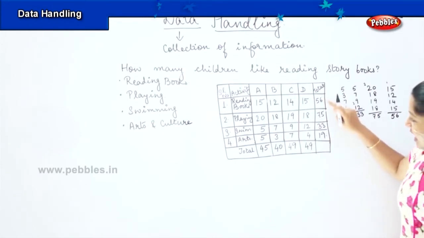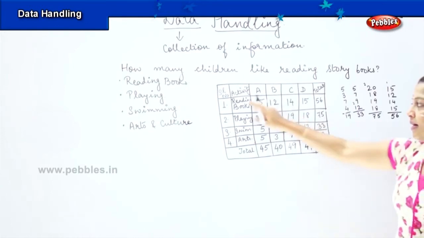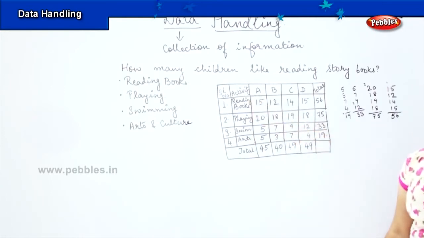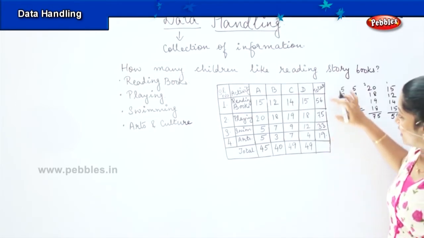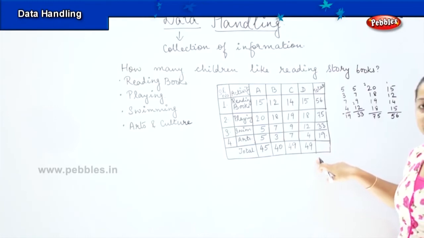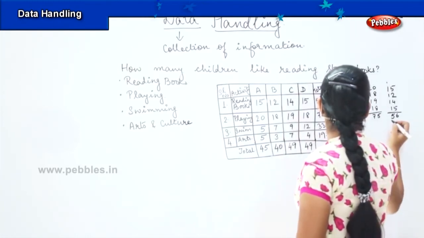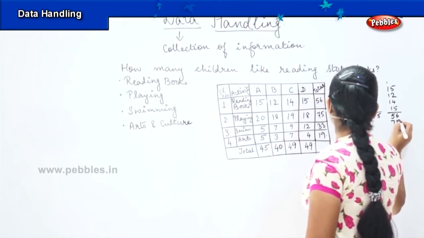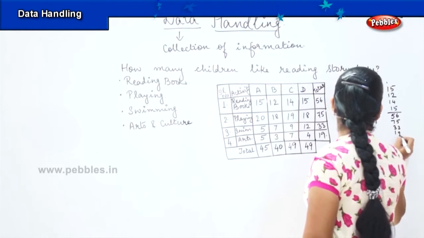Okay, and if I add the total, this will give me the total number of children present in class 2. So shall we add this total? Now children, if you add the total of this or this, it will be the same. Is it clear? So we will try adding this: 56 plus 75 plus 33 plus 19.